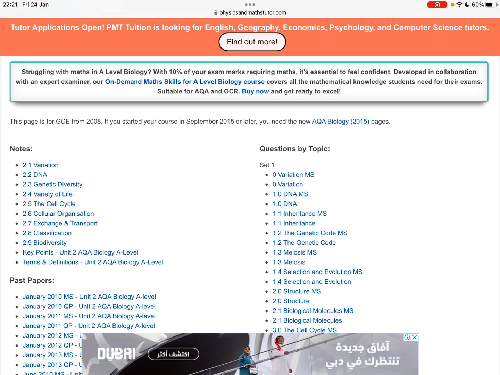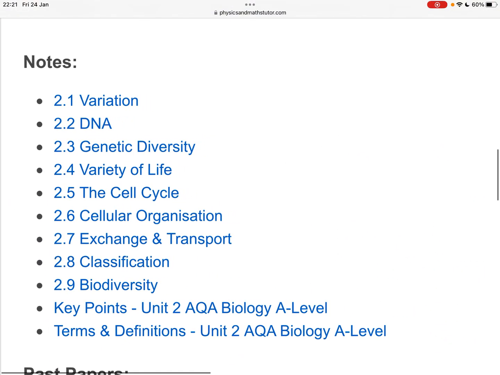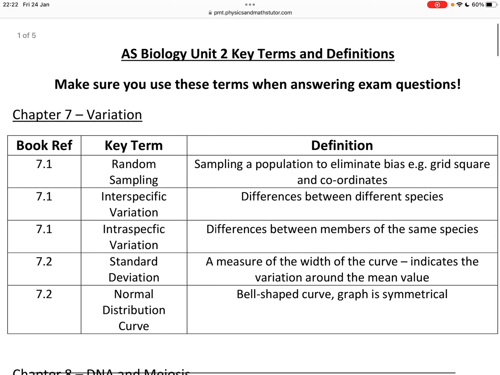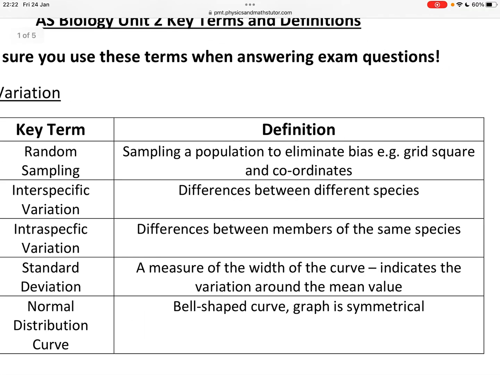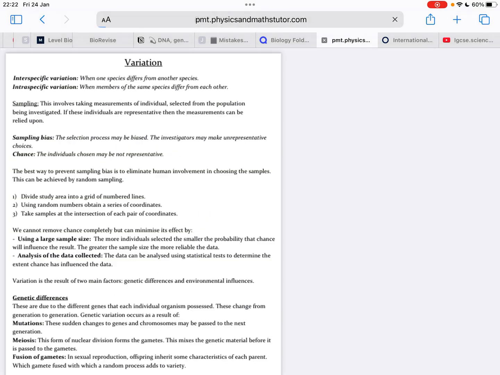Basically, this is how PMT divides the units for the AQA A level biology. These are the lessons. We've done DNA already in the previous video, and in this video we will be doing variation and genetic diversity, as I told you. Before we go deep into variation, you'll find here the definitions, and some things that you need to know. I'm going to tell you all of them whenever we need to.